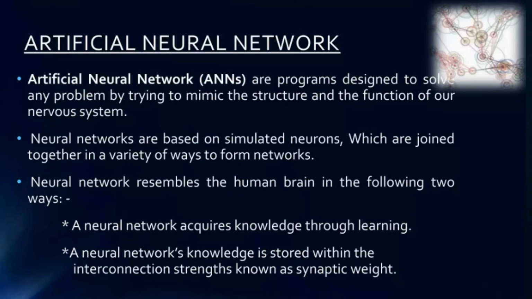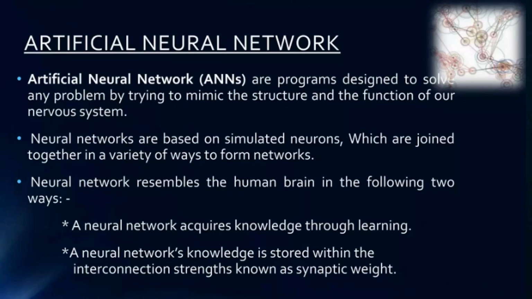Like that, we mimic the structure and function of the whole nervous system. So these are the virtual neural networks of artificial intelligence, created by humans and based on the concept of the human brain, right? Neural networks are based on simulated neurons, which are joined together in a variety of ways to form networks. It is a multiple zigzag of connections, where we have feedback connections and feed forward connections, right?